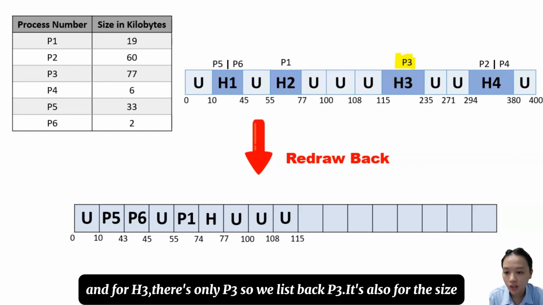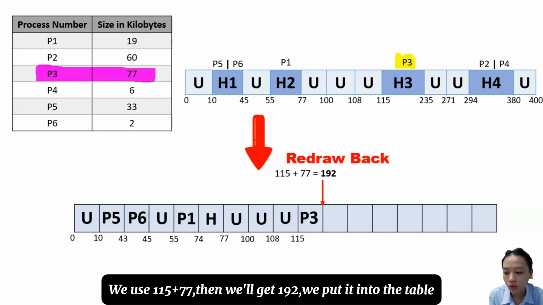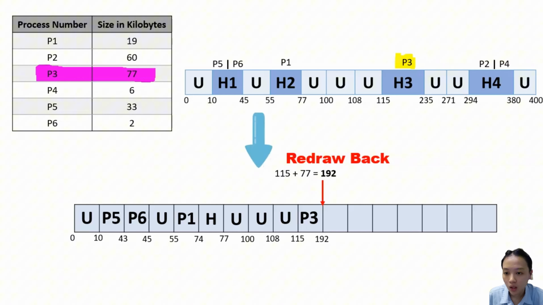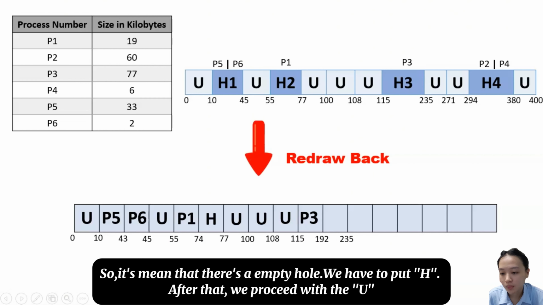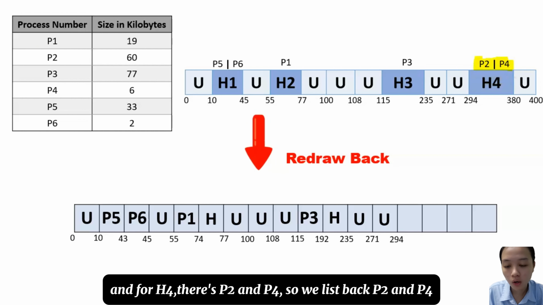And for H3 there's only P3, so we list back P3. And it's also for the size, we use 115 plus 77, then we will get 192, then we put it into the table. Then you can see here also the H3 execute is until 235, but the P3 only execute until 192, so it means that there is empty hole, so we have to put hole. Then after that we proceed with the U, and for H4 there's P2 and P4, so we list back P2 and P4.